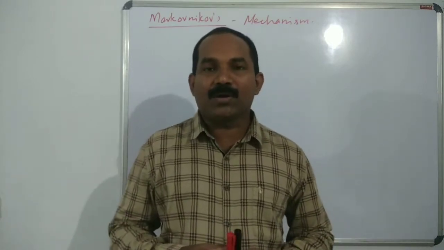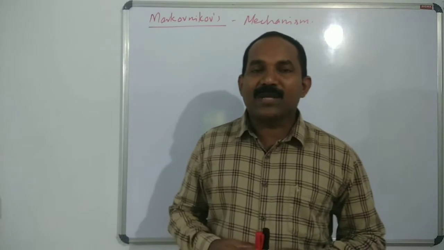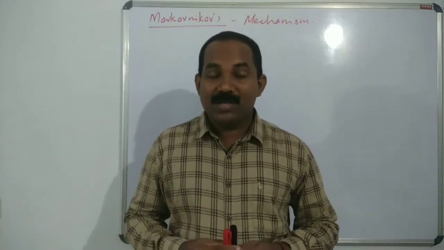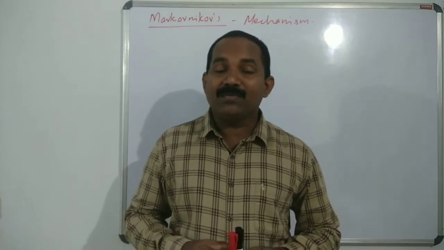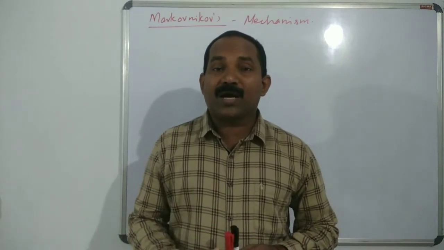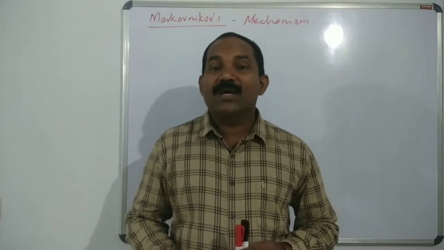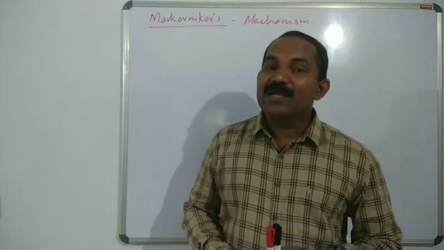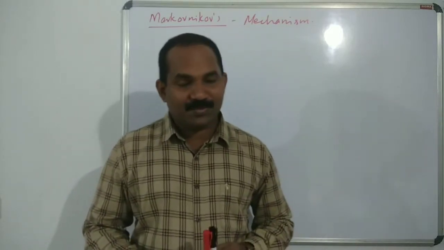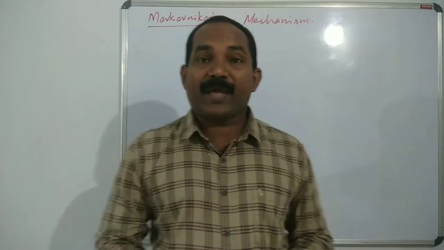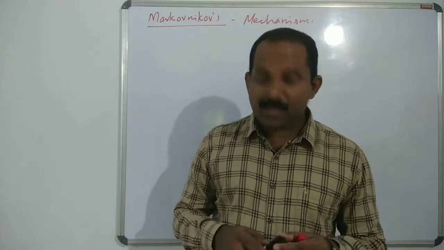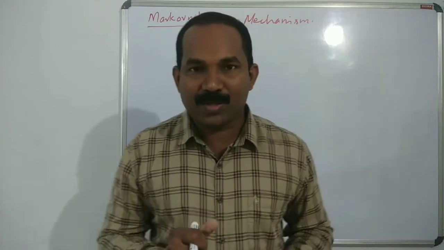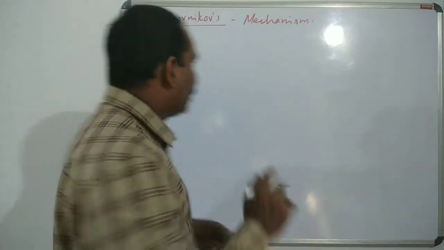What is Markovnikov's rule? When an unsymmetrical addendum adds to an unsymmetrical alkene, the negative part of the addendum gets attached to the carbon that possesses less number of hydrogen atoms. First of all, we discuss the mechanism of Markovnikov's rule. In that we take propene and HBr.